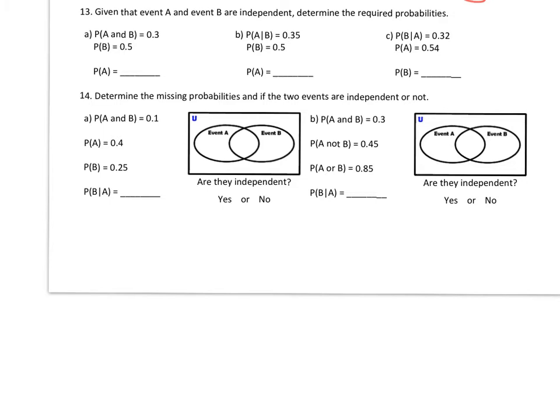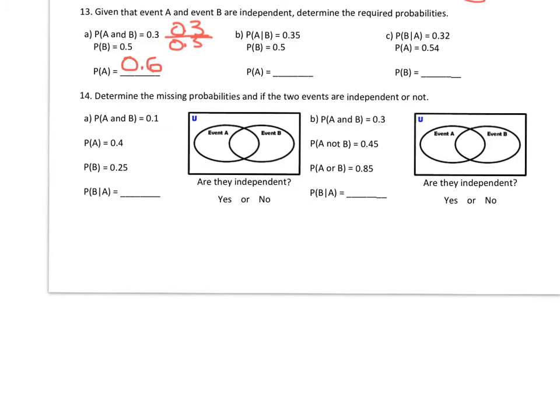Next problem, probability of both happening is 0.3, probability of B is 0.5. So what's the probability of A? Okay, so we could work backwards and have that 0.3 divided by 0.5 is going to be 0.6. So that's the probability that A happened.